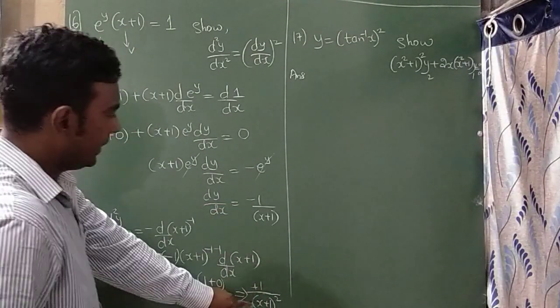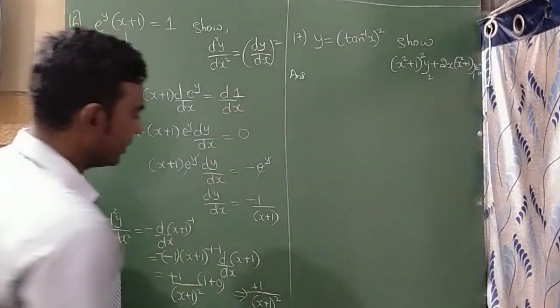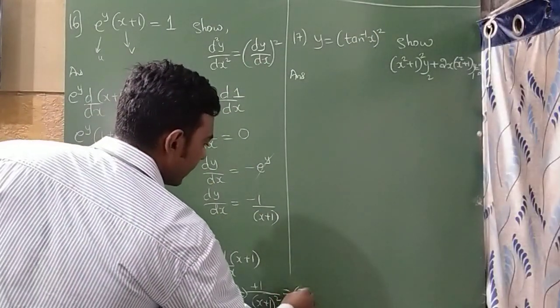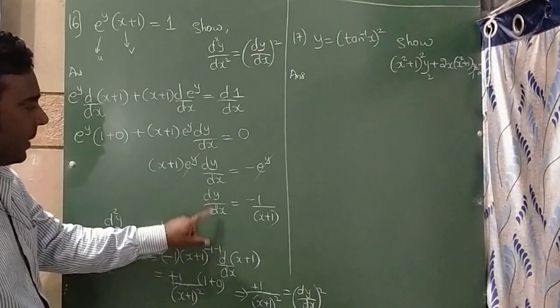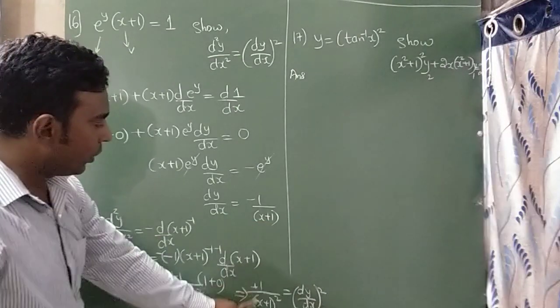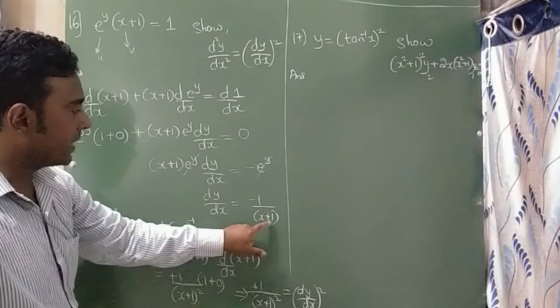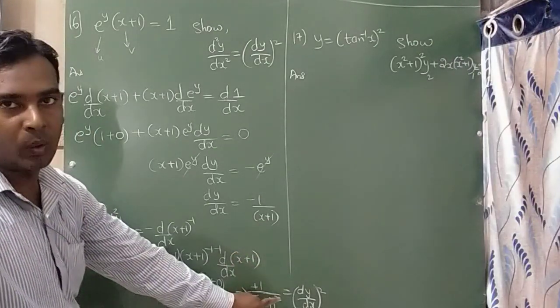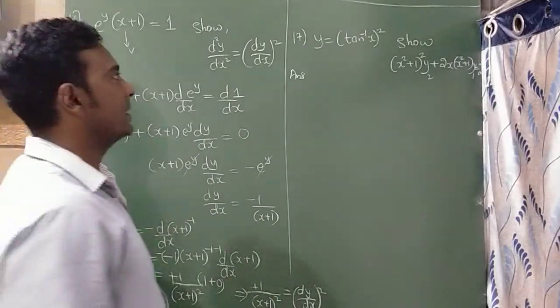Now you can see if you square this, you will get the answer. So that is nothing but dy by dx whole square. So this is dy by dx, it is minus 1 divided by x plus 1. If you whole square you like this, then you will get minus as a positive, and x plus 1 will become x plus 1 whole square. Hope you understood this. Let us move on to the 17th sum.